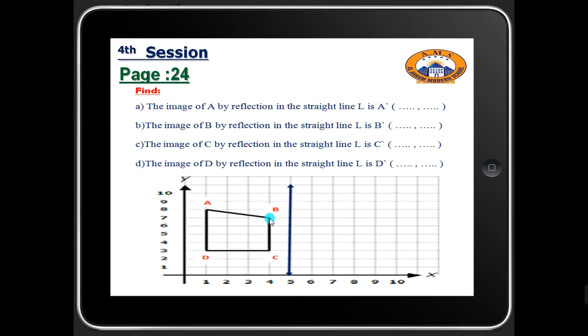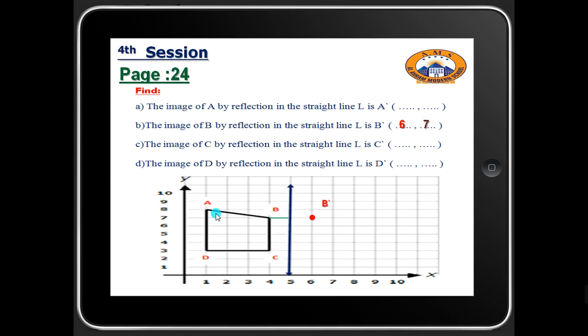So you will count how many units B is a distance from L. You say this is 1 point. So move to the other direction, also 1 point, and write B dash. So B dash is the image of B. And I want you to give me the ordered pair for this B dash. So get down, this is number 6 on the x-axis, and here I have number 7 on the y-axis. So the image B dash equals (6, 7).